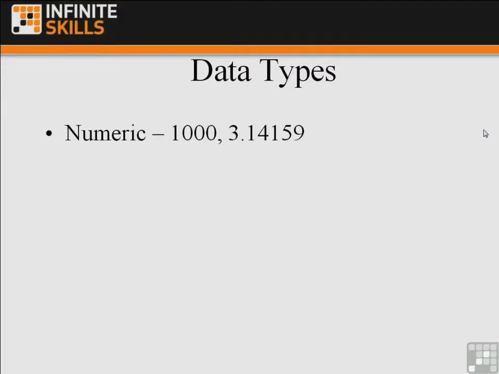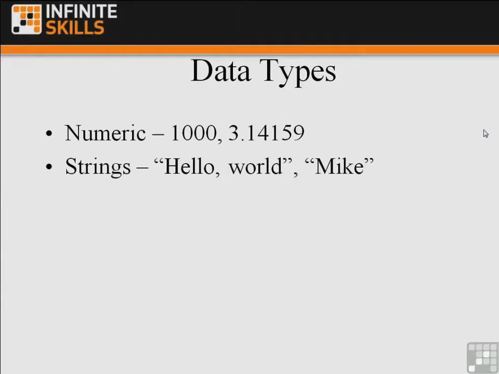Some examples of legal numeric data include 1,000, which is an integer, and 3.14159, which is a floating point value, or in Java terms, a double. We have string data such as hello world and Mike. String data is any data that is surrounded in double quotes. Java also has character data, which are single characters surrounded in single quote marks. That data type is called char, and we'll look at it in more detail later.